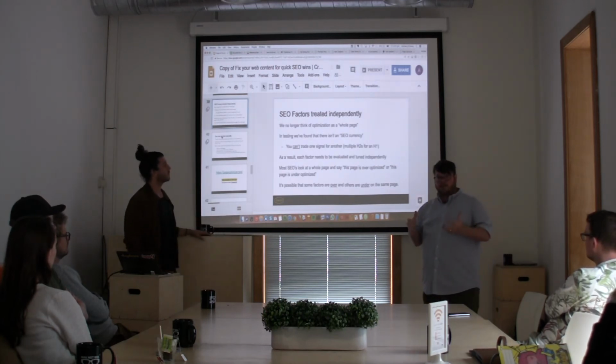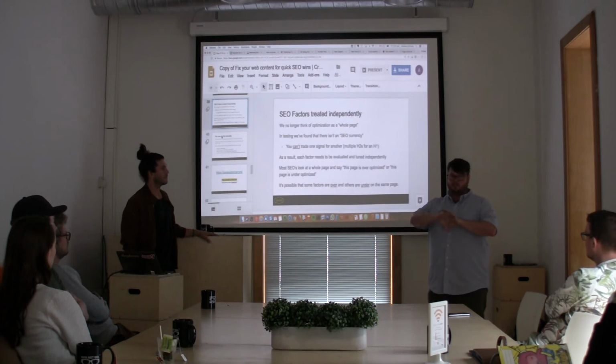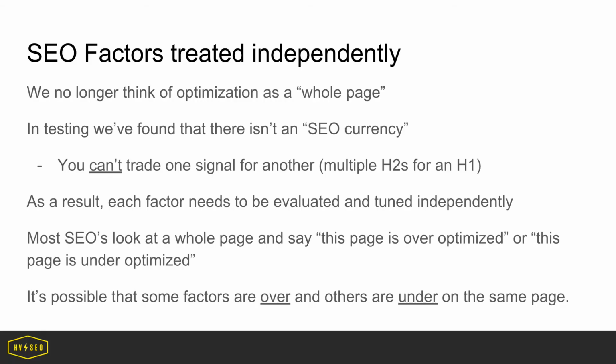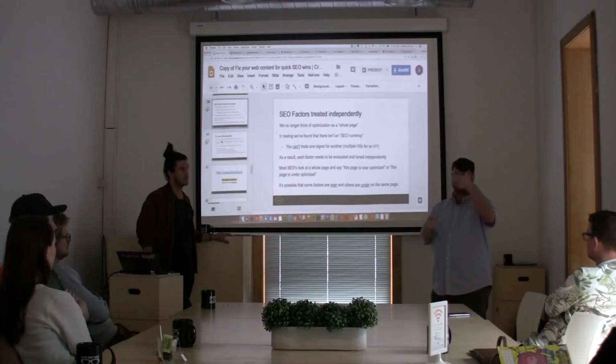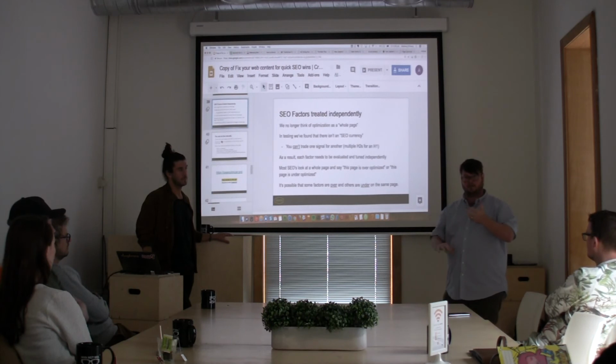A huge thing that we learned last year is that optimization isn't by the page, it's by the individual signal. Each signal is in its own vertical and has to be optimized on its own. Many people make the mistake and say, I think this page is over-optimized, or I think this page is under-optimized. Usually what we find is pages are both over and under at the same time. Some signals are over-optimized, but some are under-optimized. That's why most people get stuck on page 2 or page 3. They're tweaking the whole page and not individual signals.